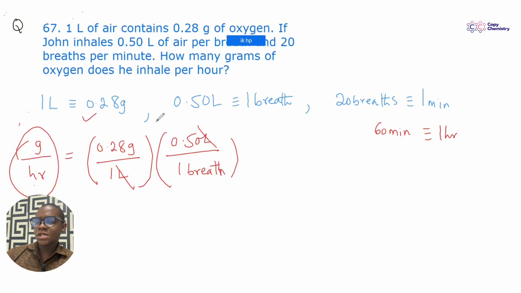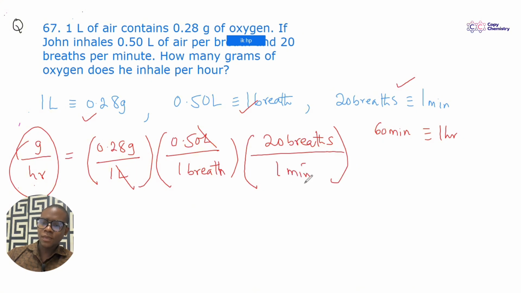All right, so we've used this up. Let's see if we can use this one: 20 breaths per minute. It would be a good idea to write 20 breaths up here, and then 1 minute. At least you know you're doing the right thing because the breath is canceling out. We don't even want it in our final answer, so it's a good move to write it that way. It cancels out real quick.